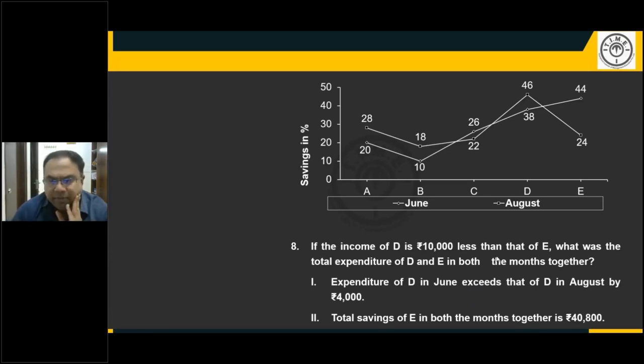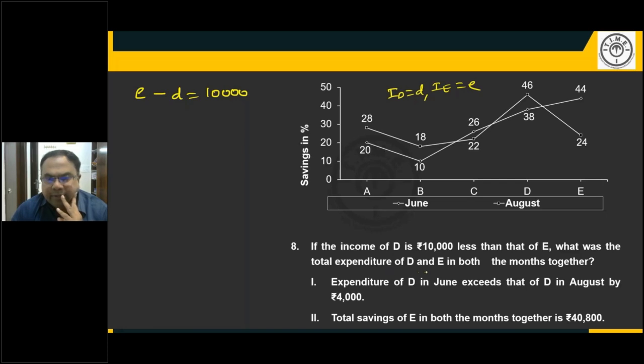Fine. Good, Praful. Either. So the third option is saying you can individually answer. We'll see. Income of D is 10,000 less than income of E. Income of E minus income of D is 10,000. Correct? Income of D I take as D ma, income of E I take as E ma. D is 10,000 less than E, so E minus D is 10,000.